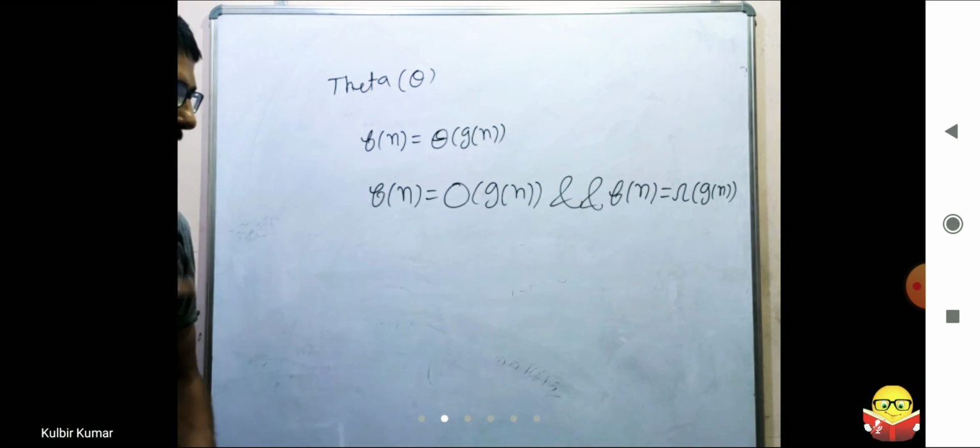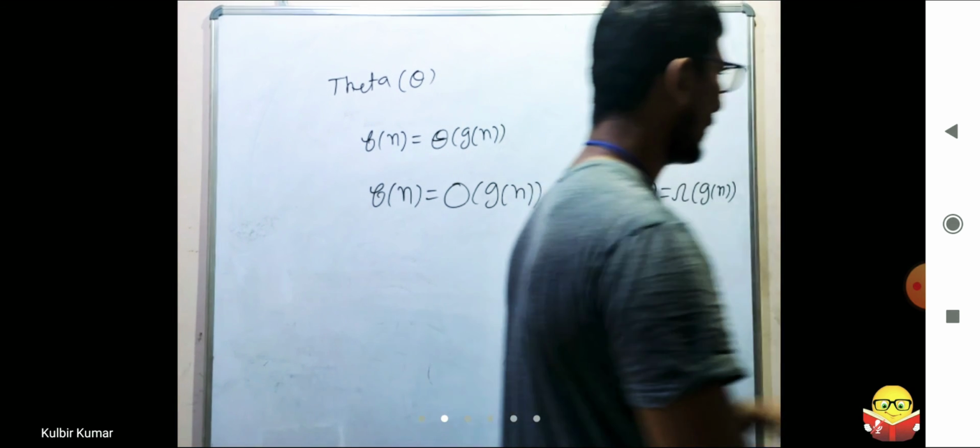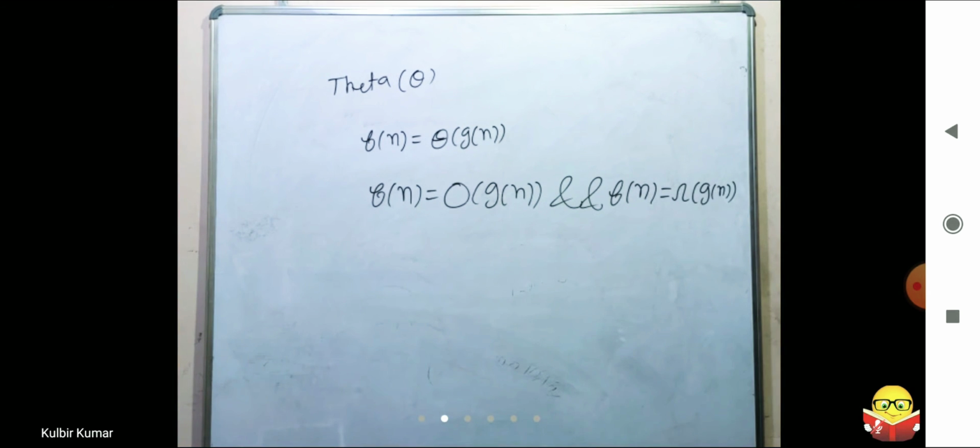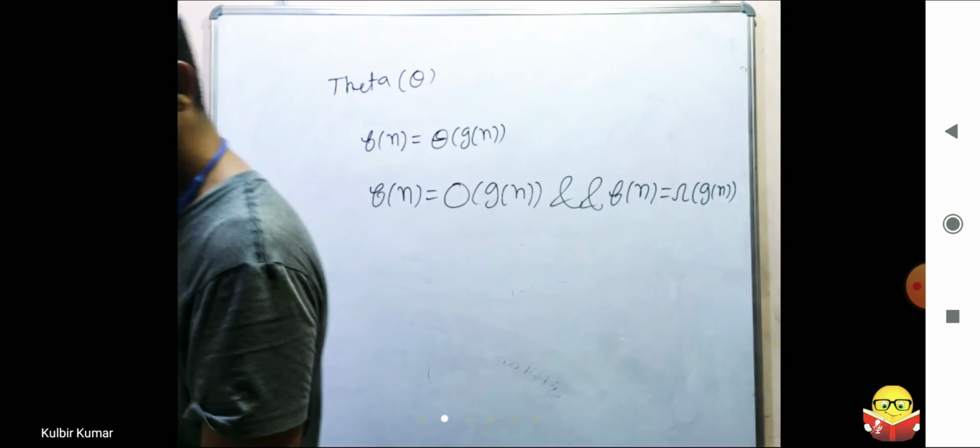Fine. So big O notation में क्या था? F of n is order of g of n. That means g of n is greater than or equal to f of n. Omega में क्या था? Less than equal to. And theta notation में क्या? It is just equal to only. So f of n should be order of g of n as well as f of n should be omega of g of n.